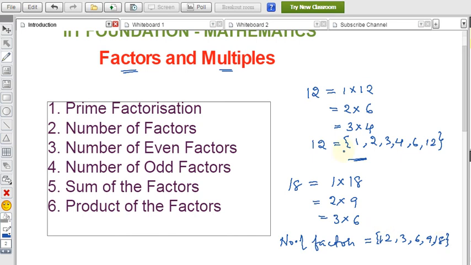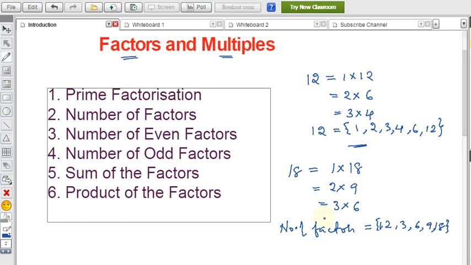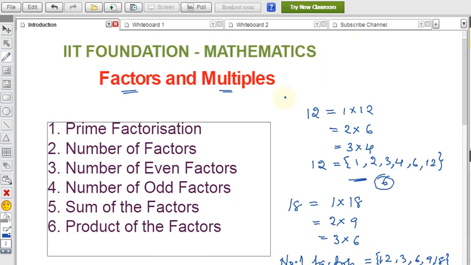In this shortcut method I explained, without doing this long process, directly we can find the number of factors also. For 12 the total number of factors is 6, and for 18 also the number of factors is 6. So every number has a different number of factors. Now multiples: these are the factors, and if you see the multiples, multiples are just the multiplied with the same number.